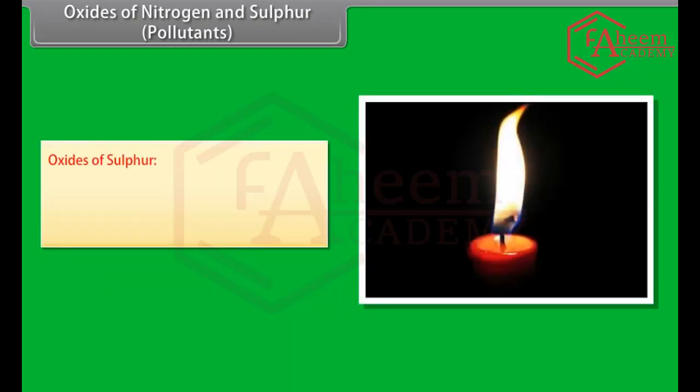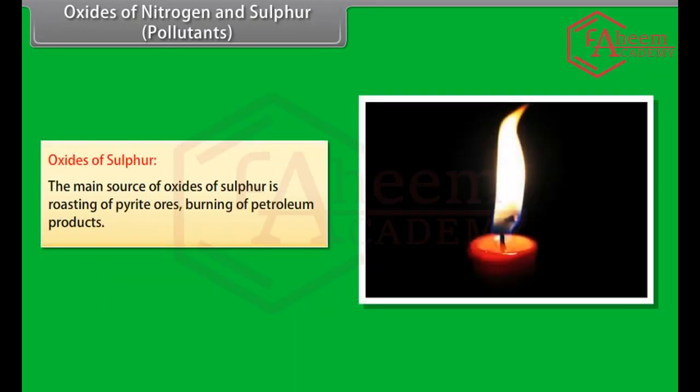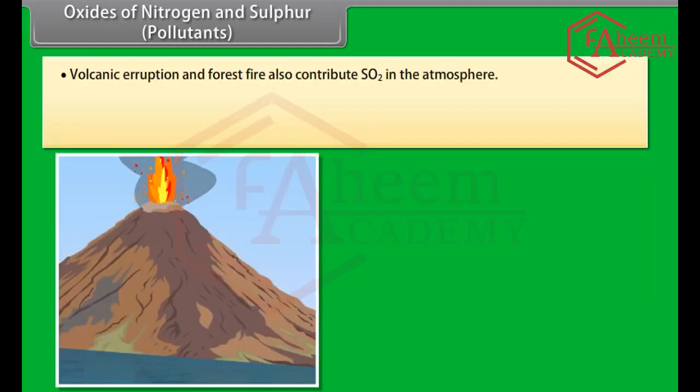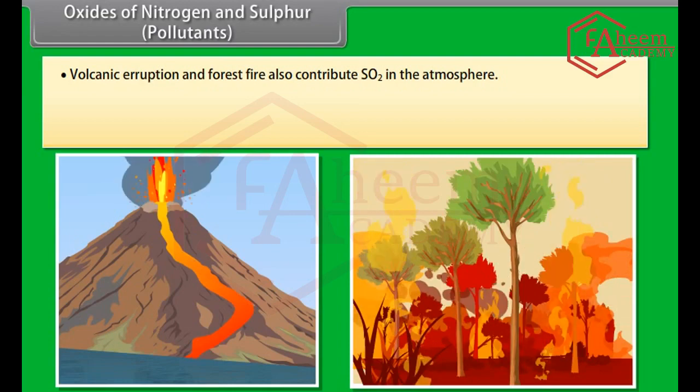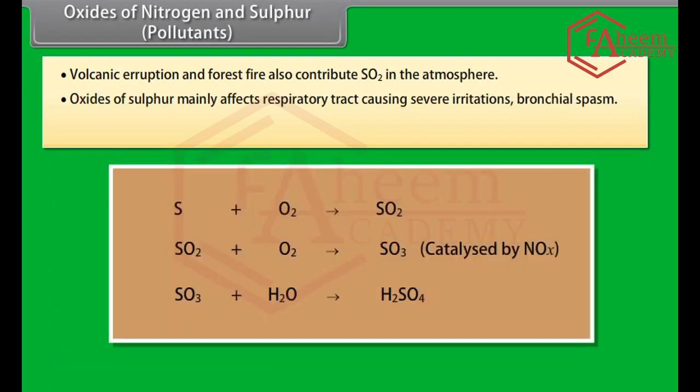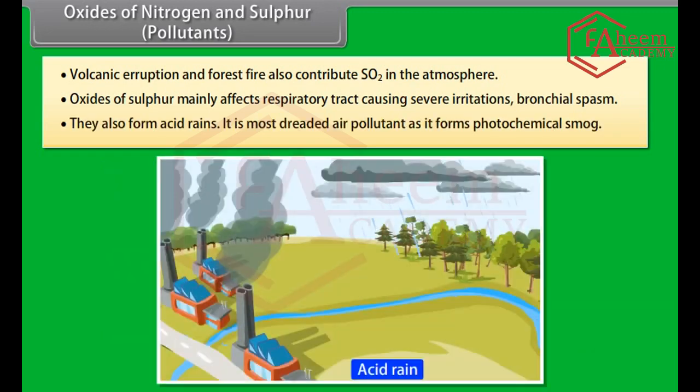Oxides of sulfur. The main sources of oxides of sulfur are roasting of pyrite ores and burning of petroleum products. Volcanic eruptions and forest fires also contribute SO2 to the atmosphere. Oxides of sulfur mainly affect the respiratory tract, causing severe irritation and bronchial spasm. They also form acid rain. It is the most dreaded air pollutant as it forms photochemical smog.